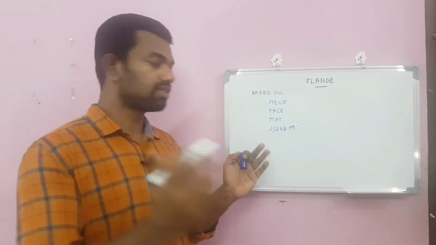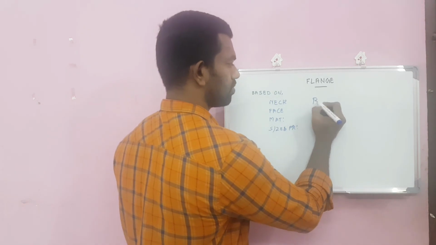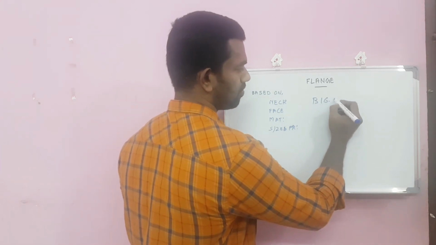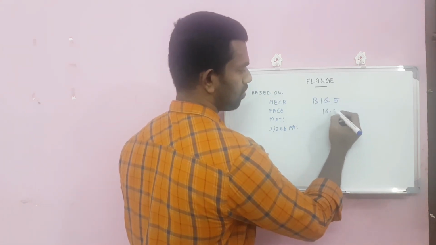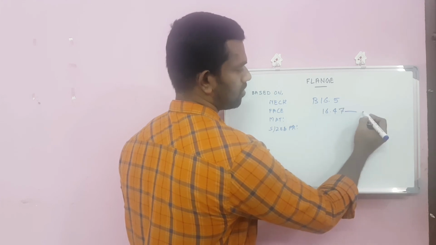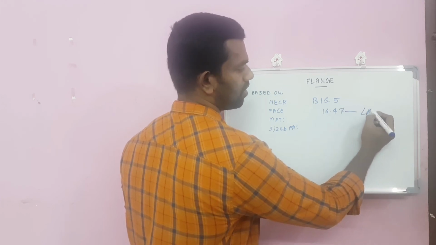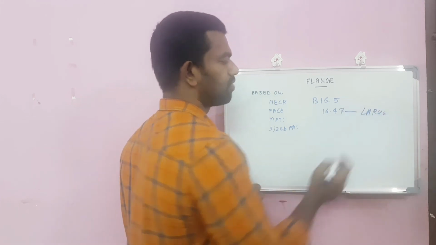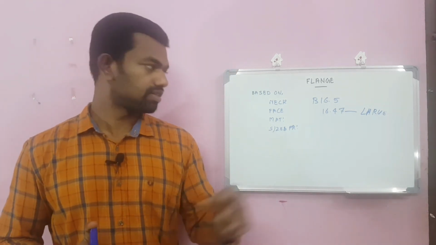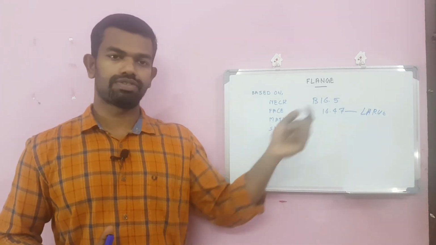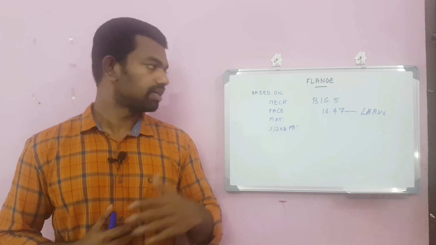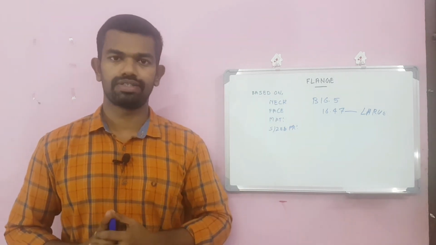Also, these international codes are B16.5 and B16.47. B16.47 is used for the large diameter flanges. So these are the important things regarding flanges.